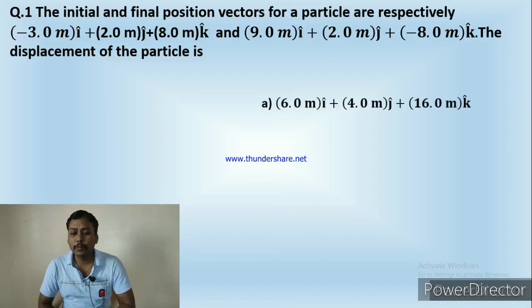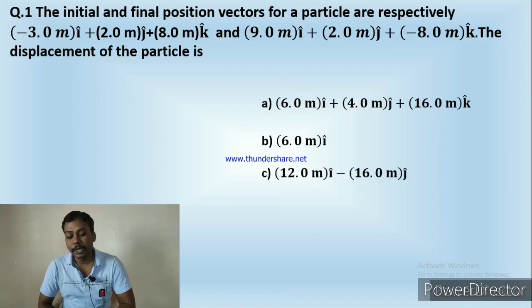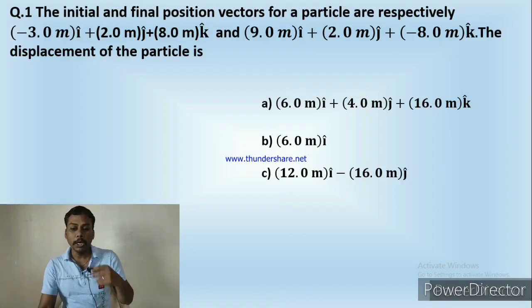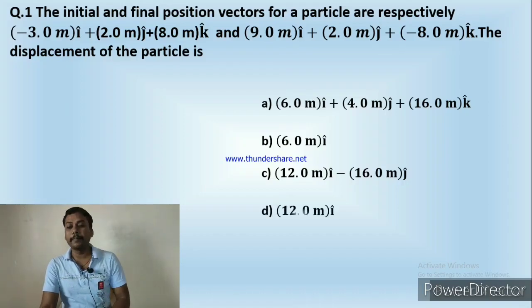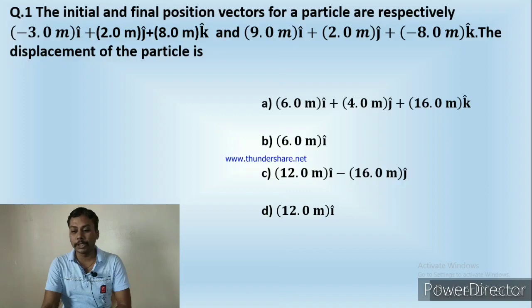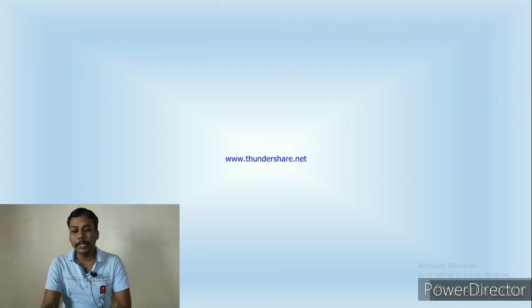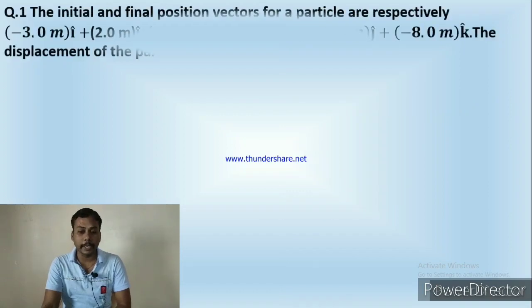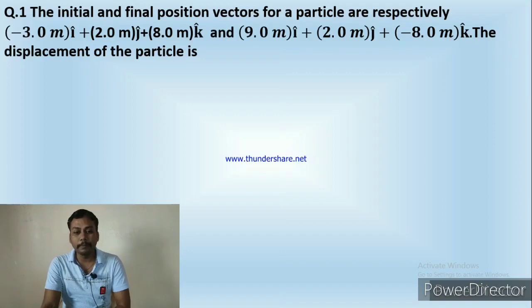A, 6.0 meter i cap plus 4.0 meter j cap plus 16.0 meter k cap. B, 6.0 meter i cap. C, 12.0 meter i cap minus 16.0 meter j cap, and option D is 12.0 meter i cap. Now let's solve the example. Once again see the example.